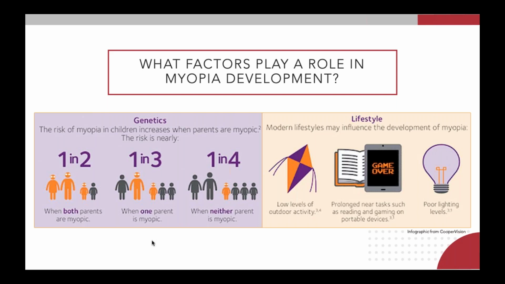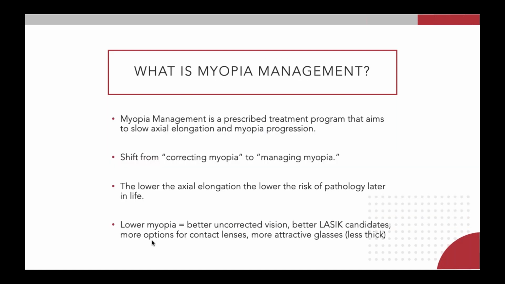So what is myopia management? Myopia management is a prescribed treatment program that aims to slow axial elongation and myopia progression. So this is the shift from simply correcting myopia, correcting your child's vision with glasses, like we've been doing the past few hundred years, and just watching their vision get worse year after year, to trying to manage their myopia with specific treatment options that have been proven to slow the rate of progression.